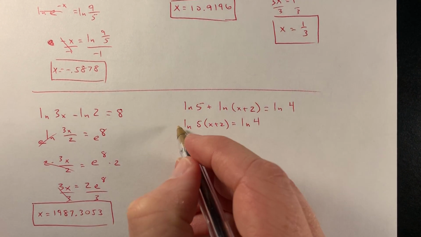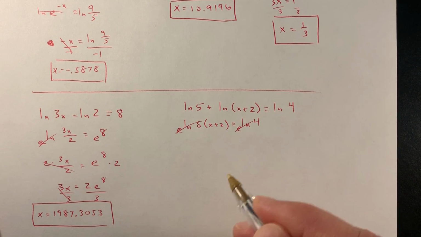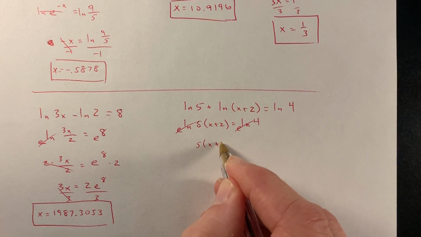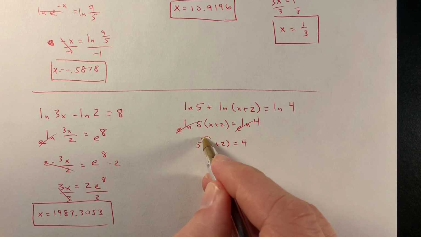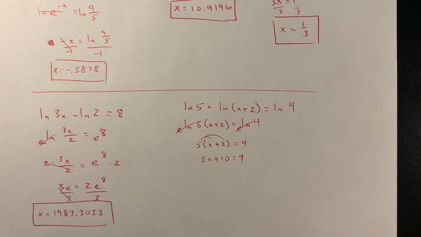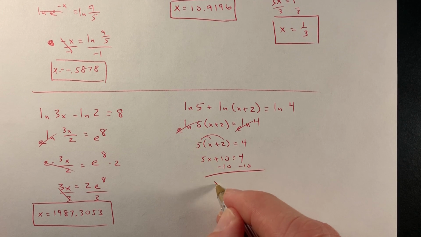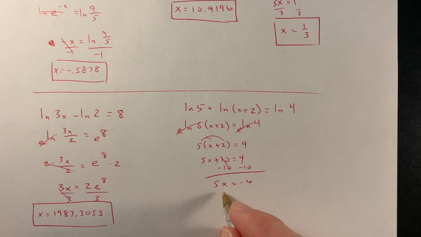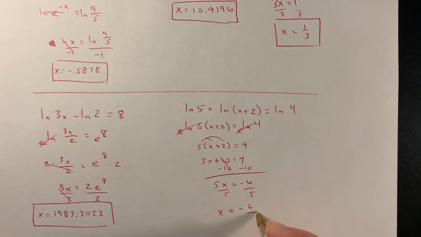Now, if I do base e on both sides, then the natural logs cancel on both sides, so I get 5 times x plus 2 equals 4. Then I can distribute, and I get 5x plus 10 equals 4. Subtract 10. 5x equals negative 6, and divide by 5. x equals negative 6/5.